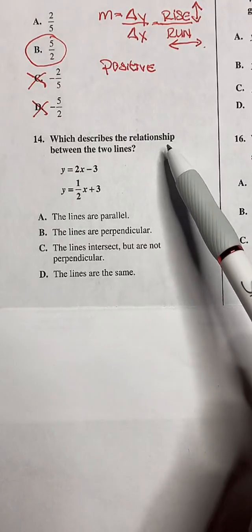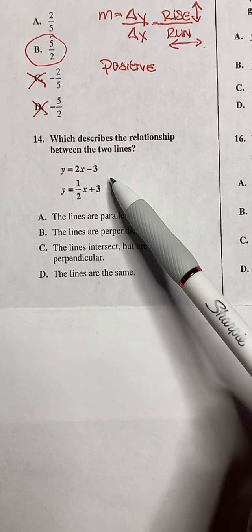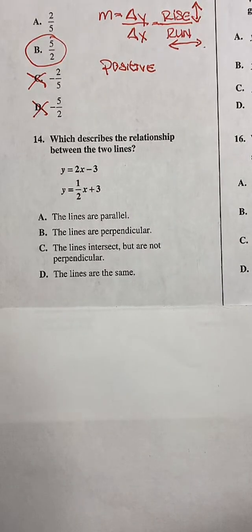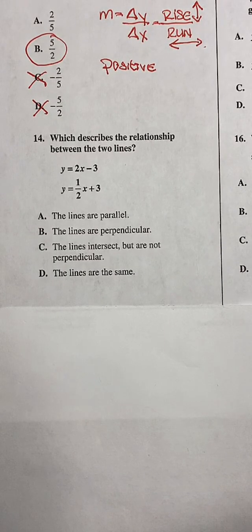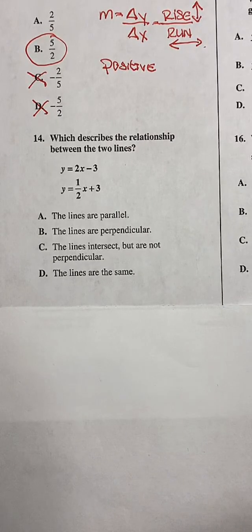Love it. All right. So which describes the relationship between the two lines? Is it y equals 2x minus 3 or y equals 1/2 x plus 3? Not even or, it's basically the system. Are they parallel? Are they perpendicular? They intersect, but they're not perpendicular. The lines are the same. So what is their relationship? You have y equals 2x minus 3 and y equals 1/2 x plus 3. So are they parallel? Are they perpendicular? Do they intersect, but not perpendicular? Or are they the same? What do we got? So we got B.